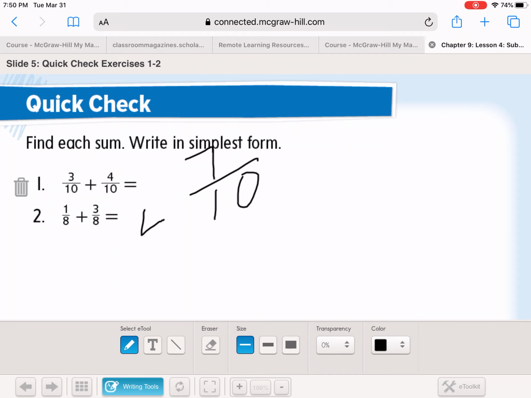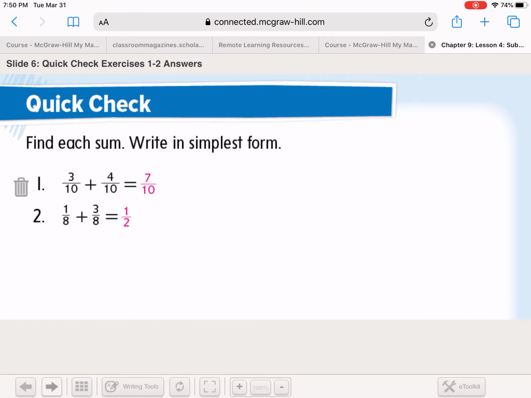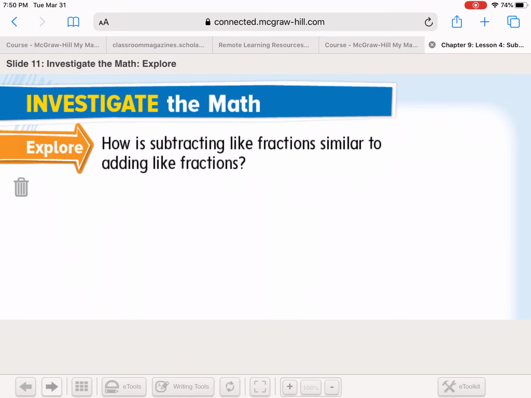All right, 1/8 plus 3/8 is 4/8. And in simplest form, I know 4 is half of 8, so it's equal to 1/2. All right, I'm just going to quick go right through these, okay? Because you know we don't always do that.